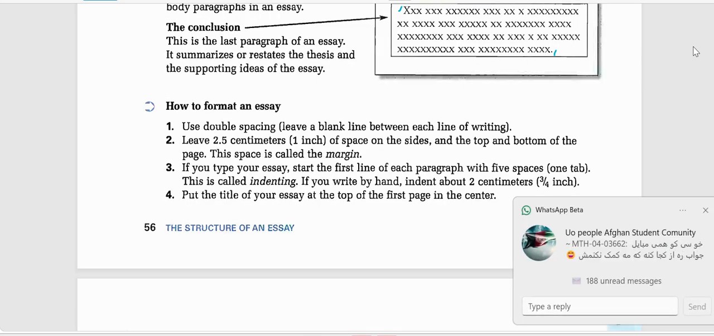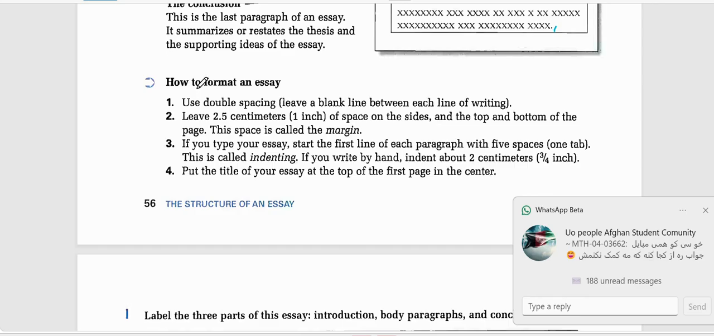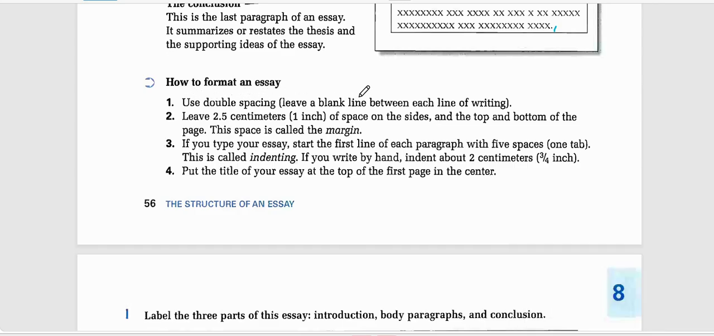So, as mentioned here also, use double spacing, leave a blank line between each line of writing. Leave 2.5 centimeters, 1 inch of space on the sides and at the top and bottom of the pages. This space is called the margin. If you type your essays, start the first line of each paragraph with 5 spaces in. This is called indenting. If you write by hand, indent about 2 centimeters. Put the title of your essay at the top of the first page, in the center.